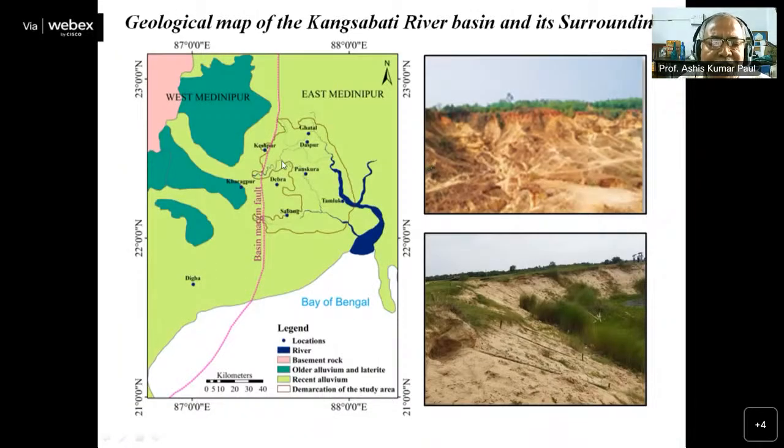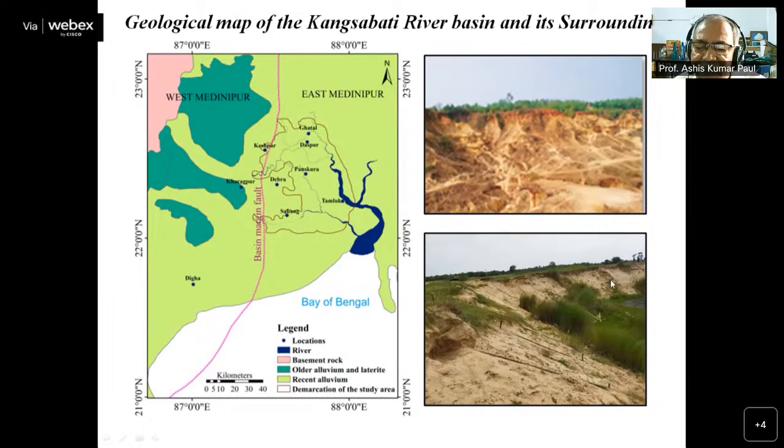And this is the geological map of the study site area. Here you can see that the entire area of the Kangsabati River basin and its surroundings are located in the western part of West Bengal, where the basin margin fault is located just on the eastern part of the study area. And this is the older alluvium, lateritized, and these are the younger alluviums. And this is the basement rock, particularly dominated by Archean granites. The younger alluviums are more erodible than the older alluviums.